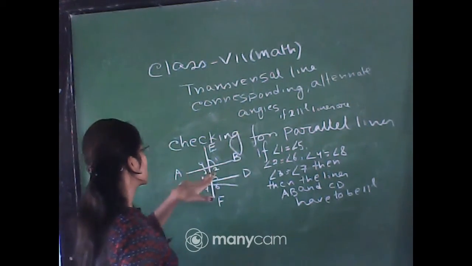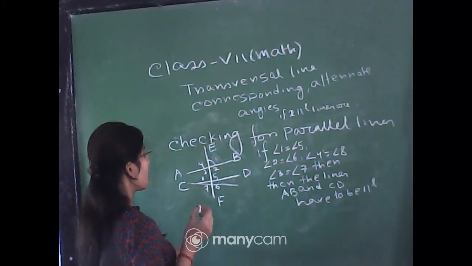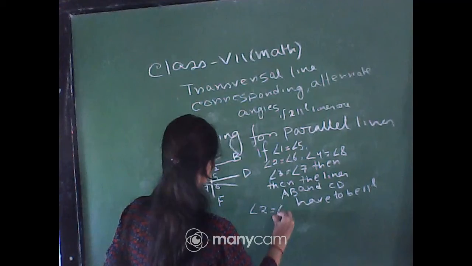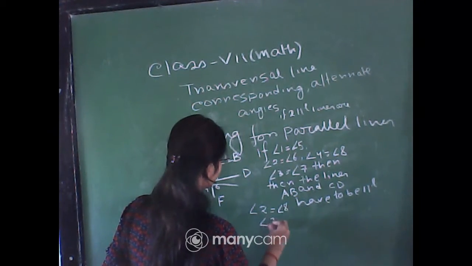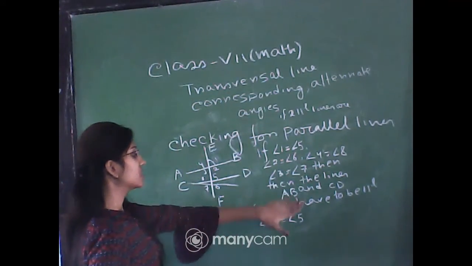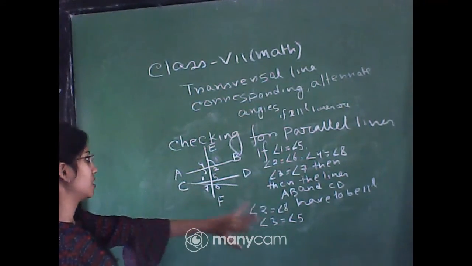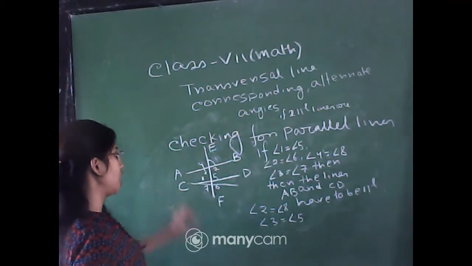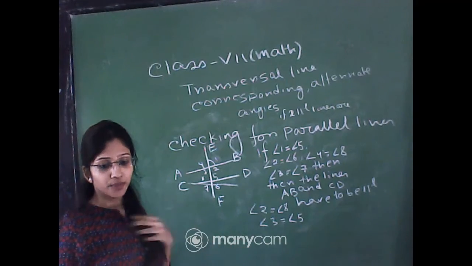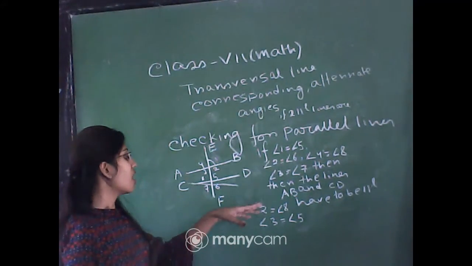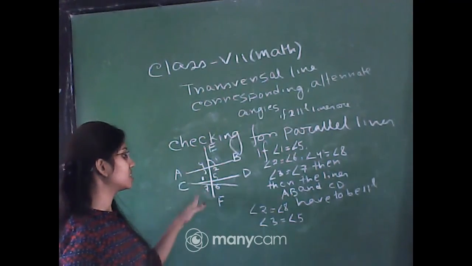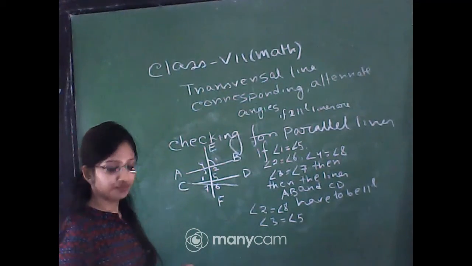Similarly, if the alternate interior angles are equal, that is angle 2 is equal to angle 8 and angle 3 is equal to angle 5, then the lines AB and CD have to be parallel. If AB and CD are two lines and each pair of alternate interior angles are equal, then we can say that AB and CD are parallel.